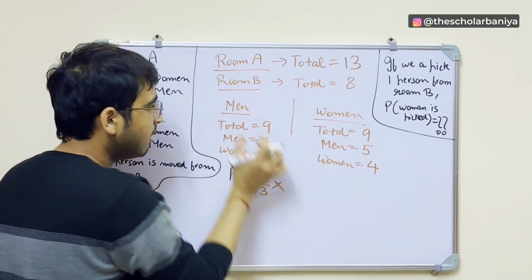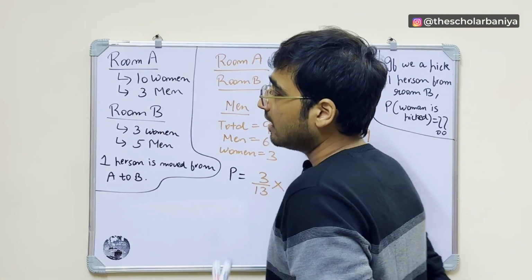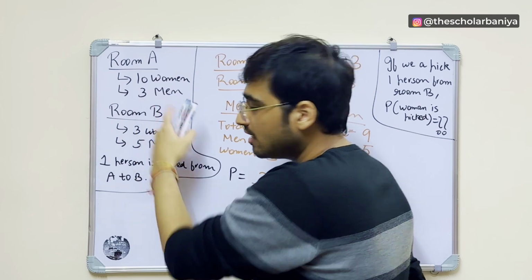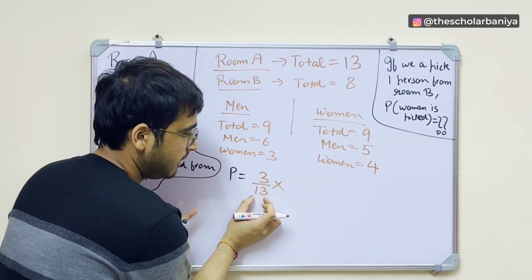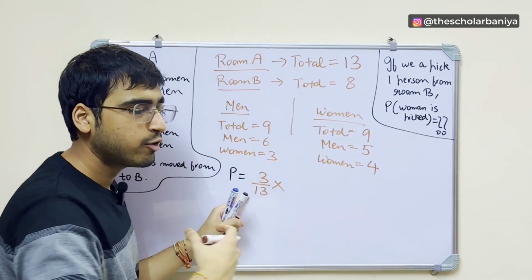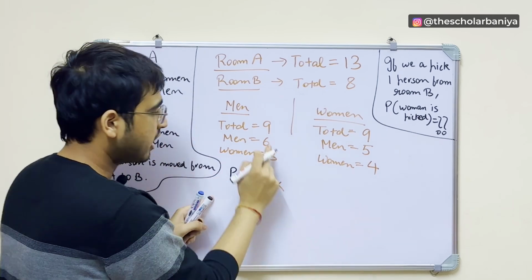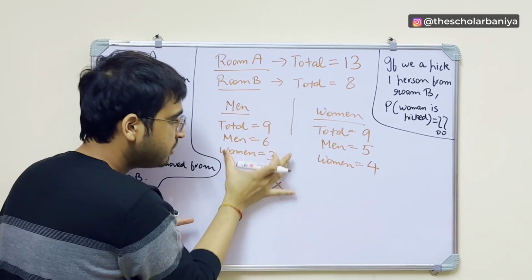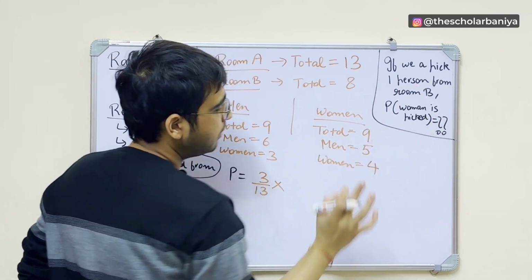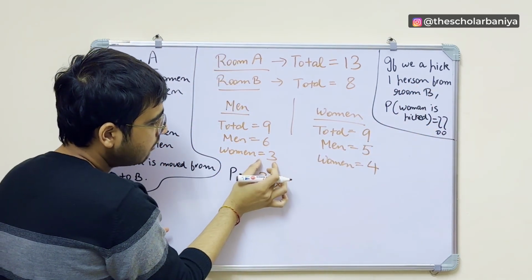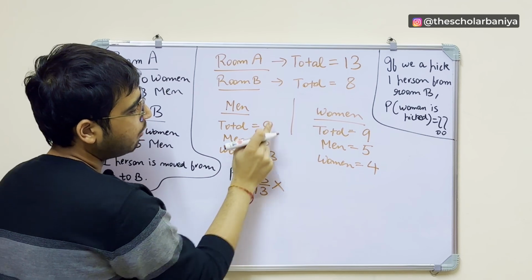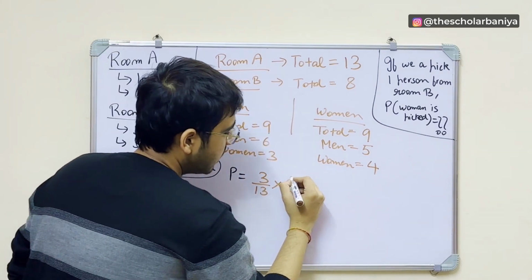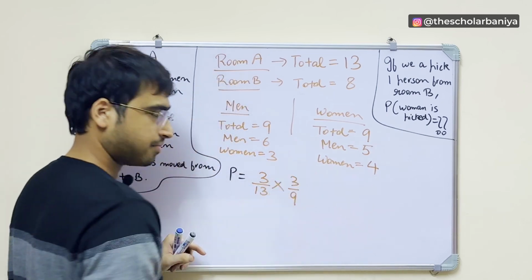If we pick a man from room A, total people are 13 and the number of men is 3, so the probability becomes 3 upon 13. Now we have transferred that man to room B, so this becomes a scenario. Now out of room B, we have to pick a woman. What is the probability that a woman will be picked? That will be 3 upon 9, because the number of women is 3 and total people are 9.